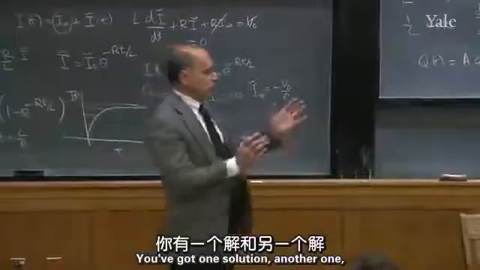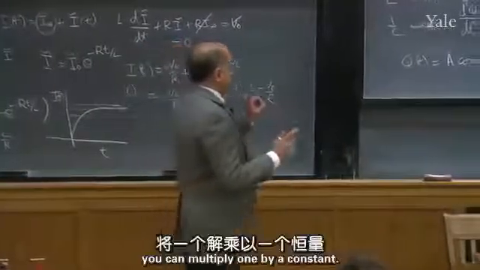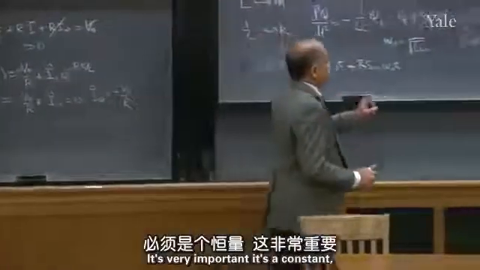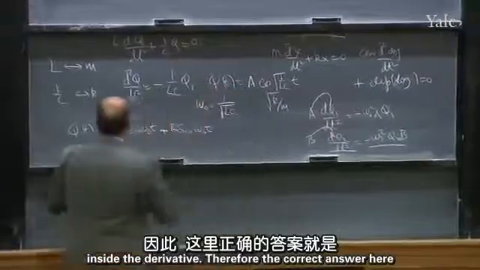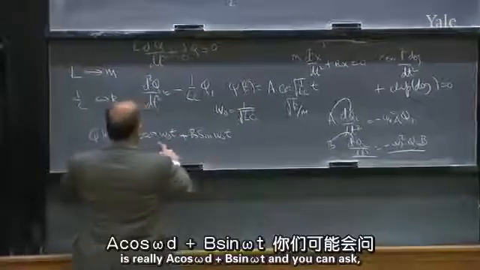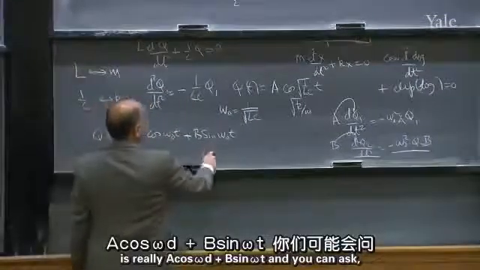If you've got one solution and another one, you can multiply one by a constant. It's very important that it's a constant, because that's what lets you take it inside the derivative. Therefore, the correct answer here is really a cosine omega t plus b sine omega t.